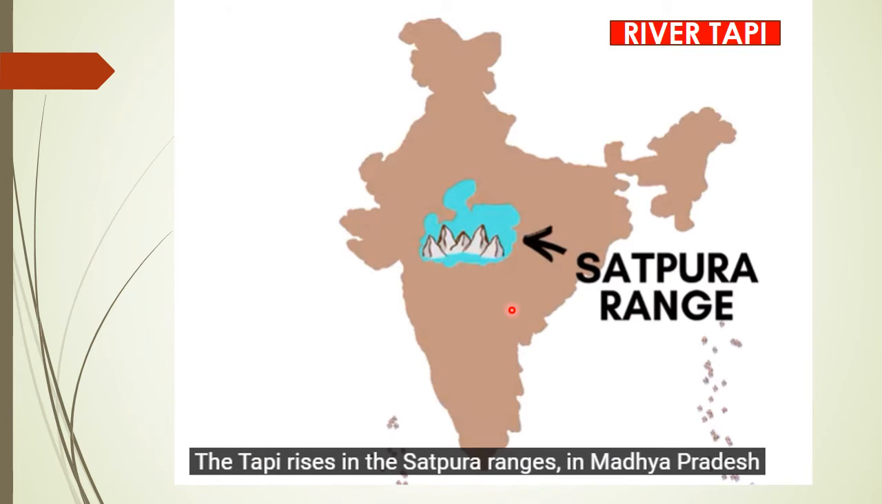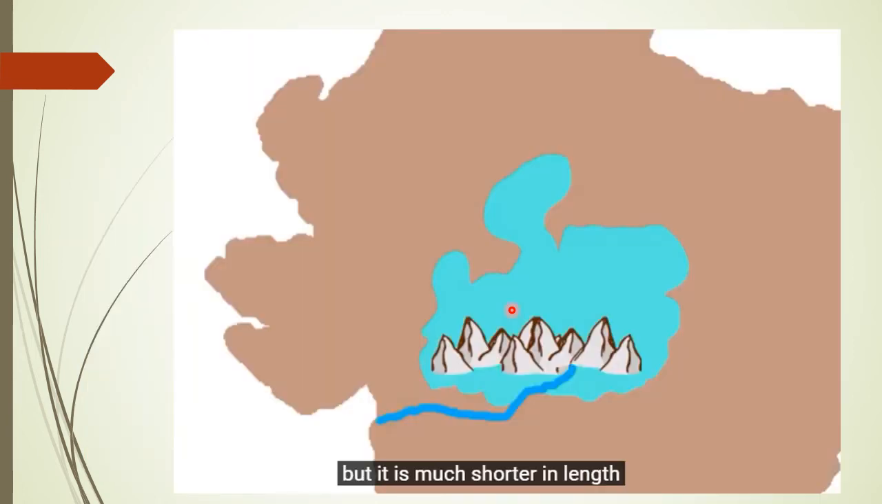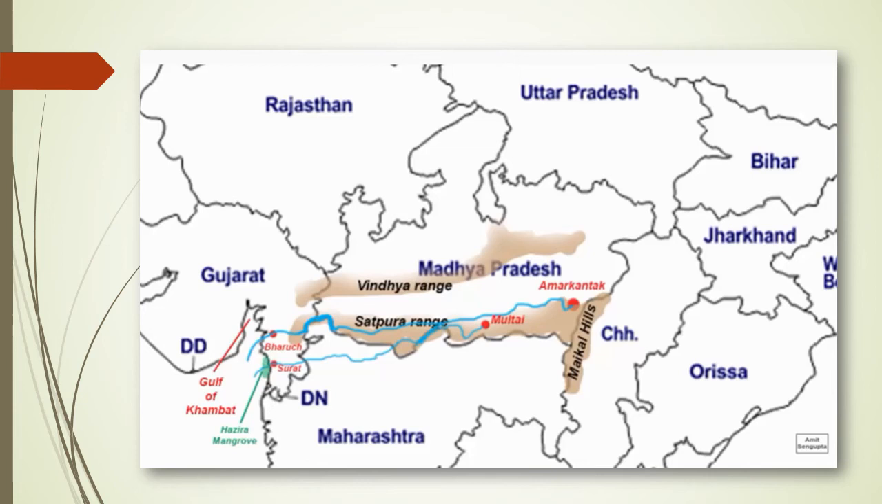River Tapi rises in the Satpura range in the Betul district of Madhya Pradesh. It flows in a rift valley parallel to the Narbada river. Now the length of this river Tapi is much shorter than Narbada, and it drains Madhya Pradesh, Gujarat and Maharashtra. So you can see this river Tapi is much shorter in length as compared to River Narbada. You can see it starts from here and then gets into Maharashtra and then Gujarat near Surat and drains into the Gulf of Khambat.